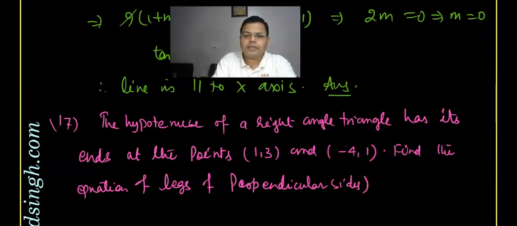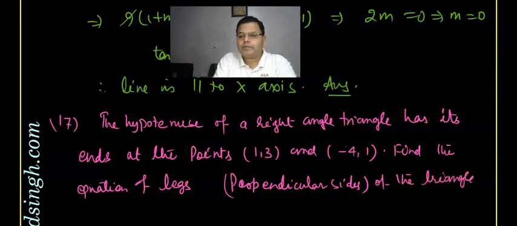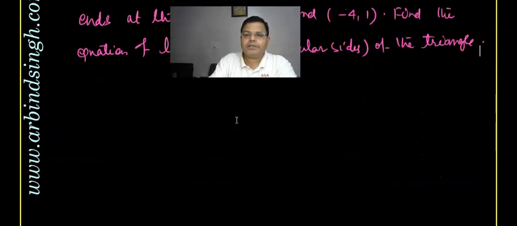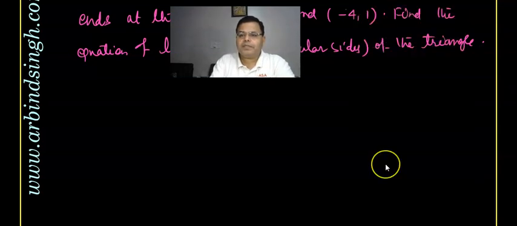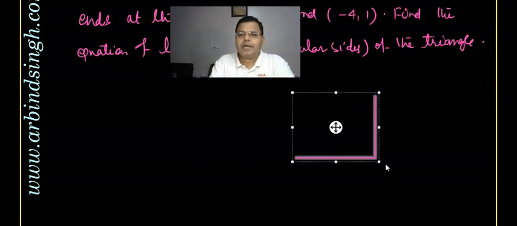Find the equation of the legs of the triangle, the perpendicular sides of the triangle. So the hypotenuse of a right angle triangle has endpoints. Suppose there is a right angle triangle, say like this, and the two ends of the hypotenuse are given here.